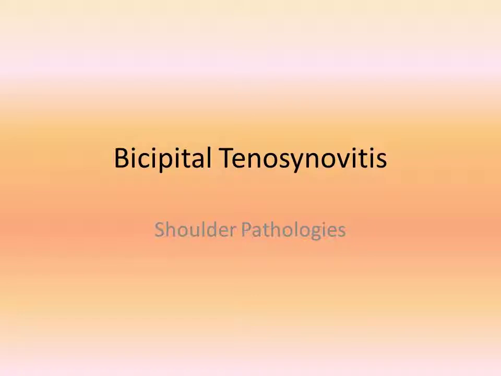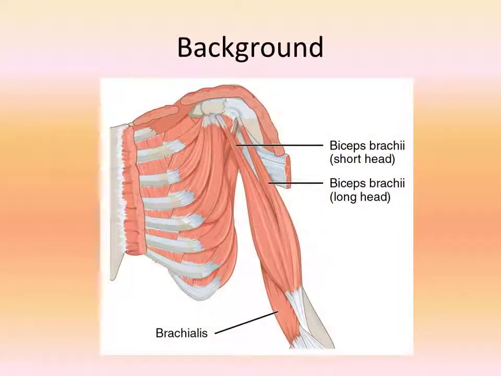The long head of the biceps crosses the humeral head at approximately a 30-degree angle and enters the bicipital groove. It has a synovial sheath that surrounds the tendon and a transverse humeral ligament that holds the tendon in the bicipital groove. One thing to keep in mind is that the humerus slides over the tendon during movement, not the reverse.